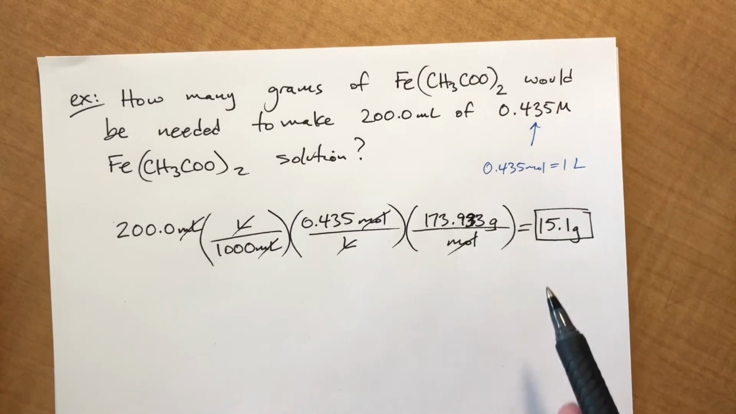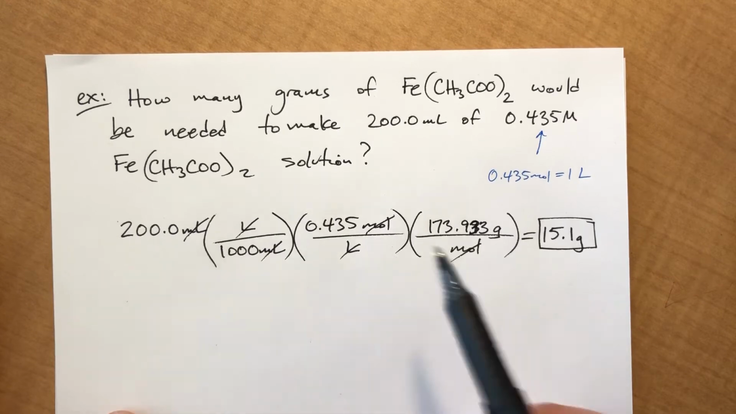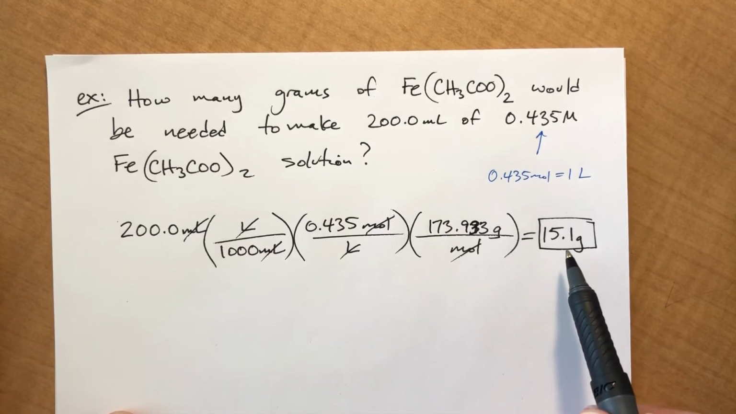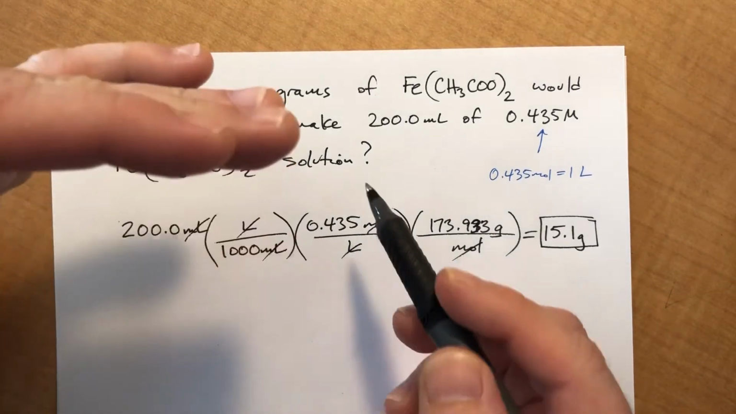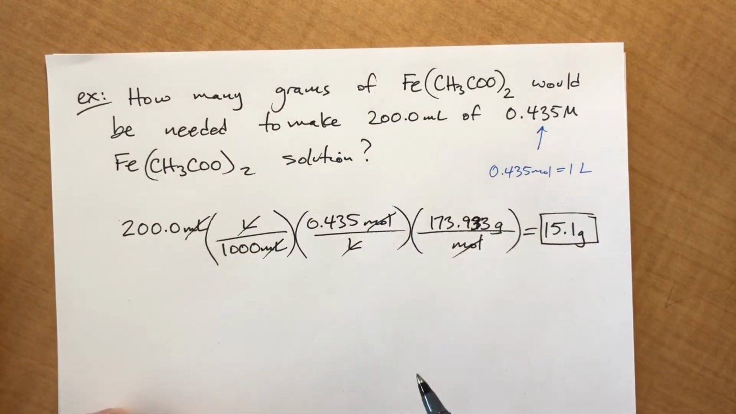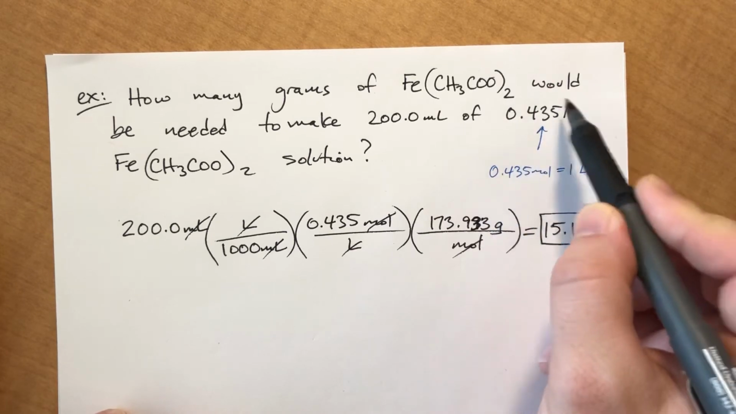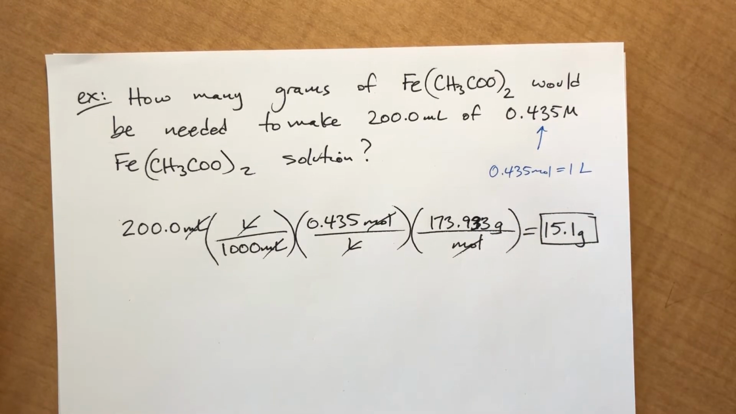So essentially what you would do is you would have a 200 milliliter volumetric flask. You'd measure out 15.1 grams of this, pour it in there, pour in a little bit of water, swirl it around until it dissolves, and then fill it up to the line where it's exactly 200. And your final concentration would be 0.435. Okay?